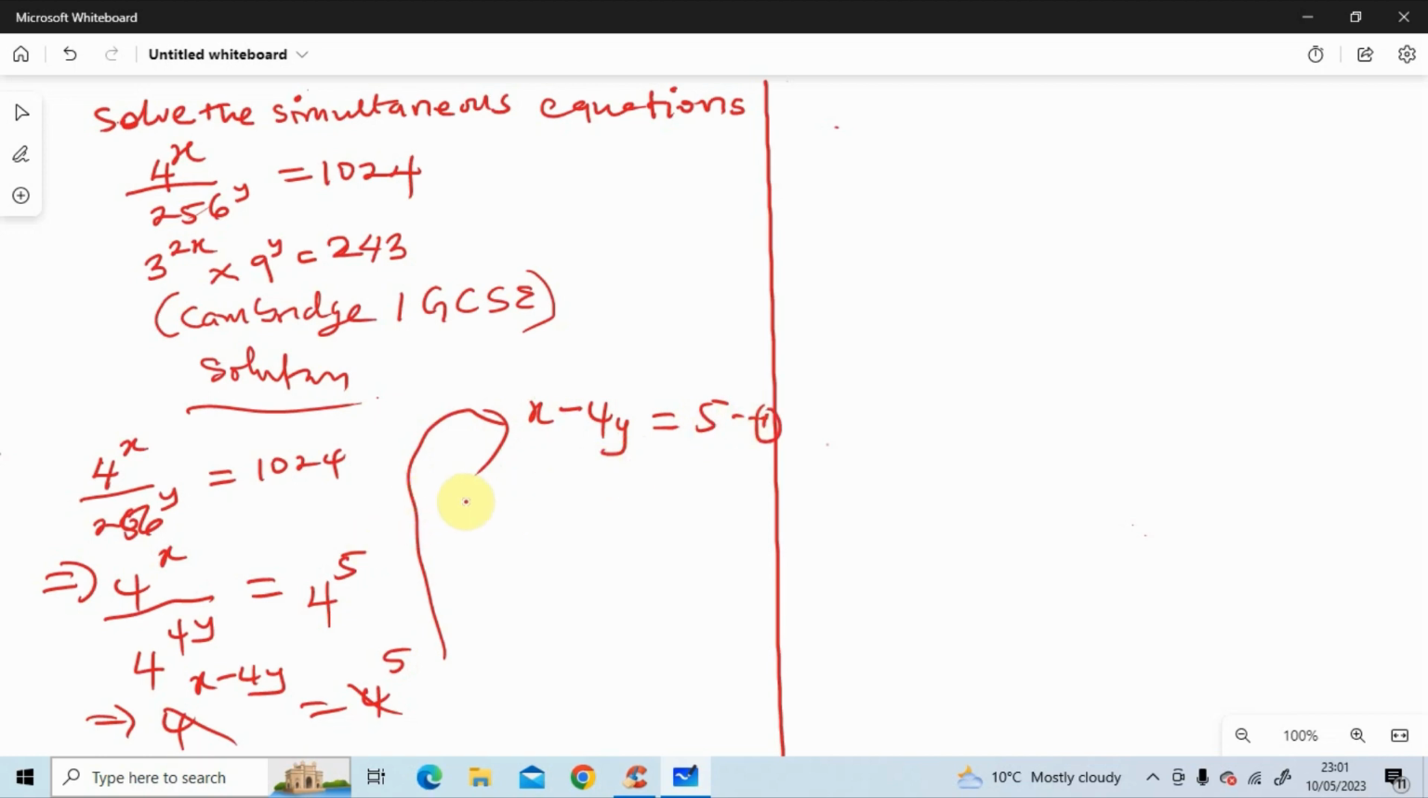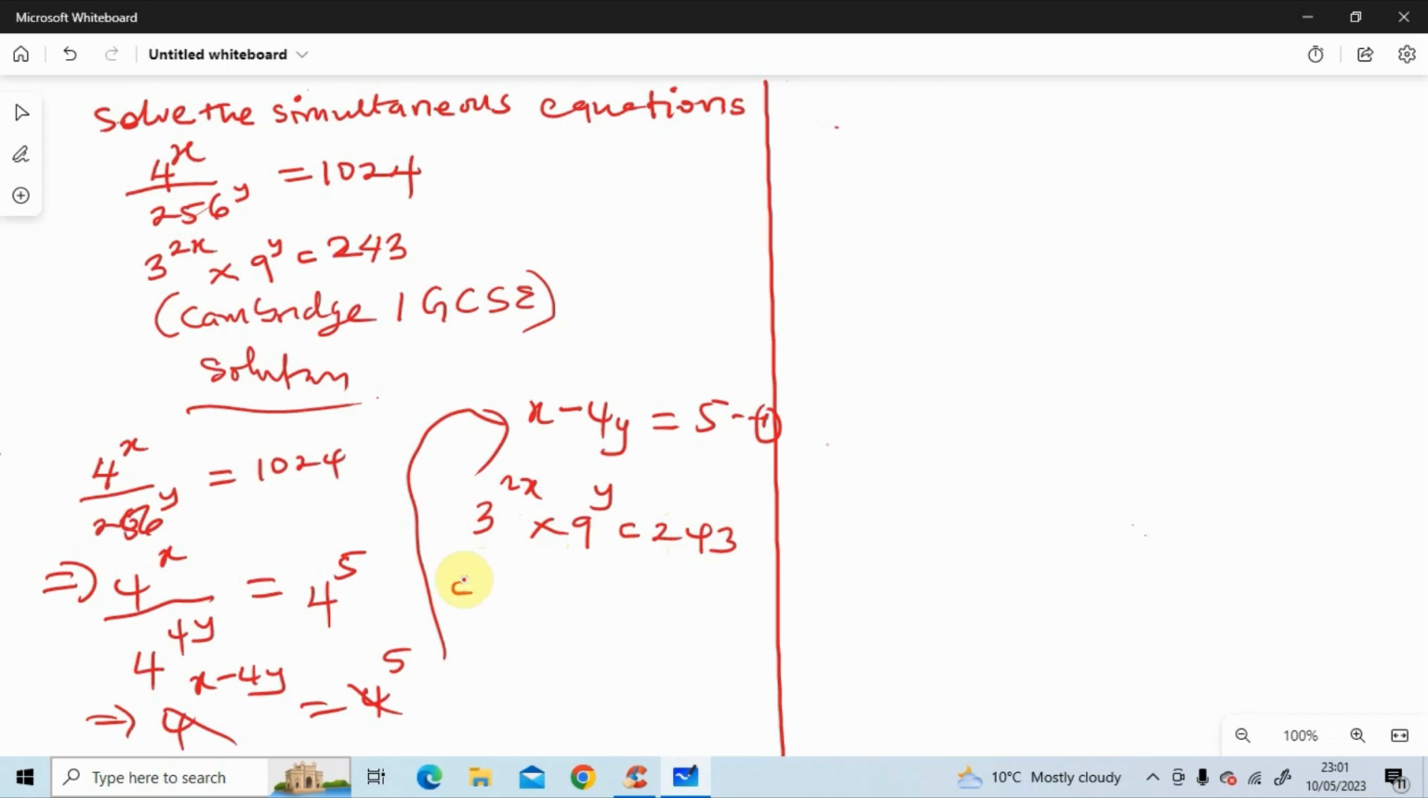So I'm going to solve for equation 2. I'll bring out the second equation, which is 3 exponent 2x multiplied by 9 exponent y is equal to 243. I'm going to make everything here have the same base as this exponential function, which is 3. I'm going to make 9 have 3 as the base, and I'm going to make 243 have 3 as its base also.